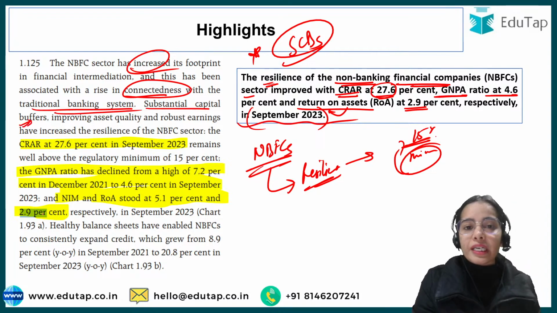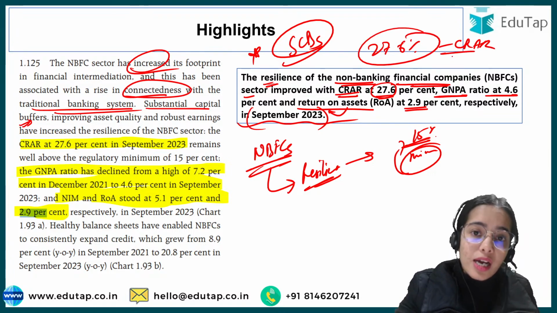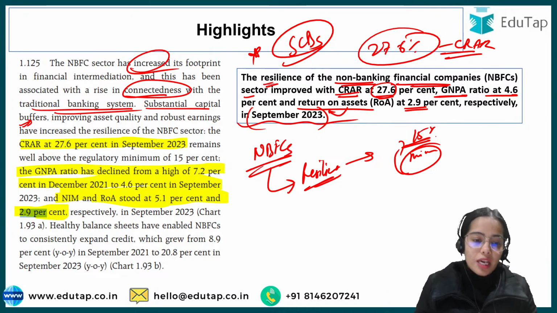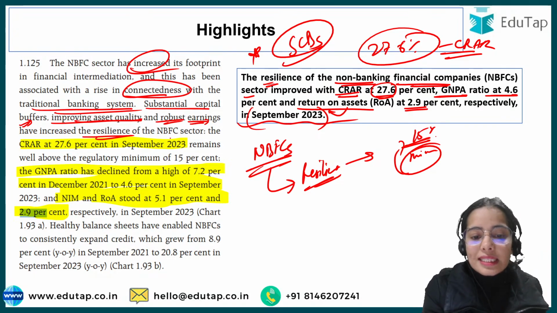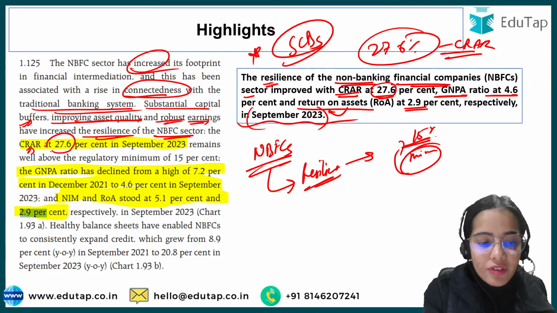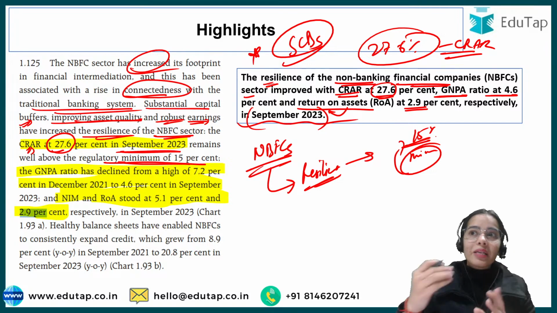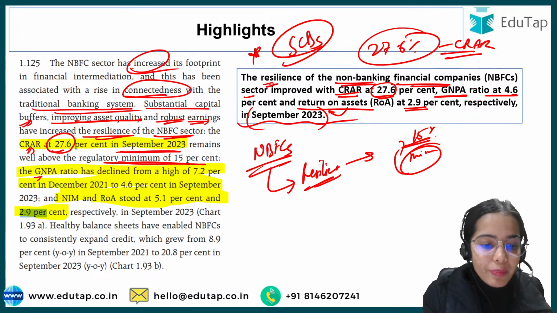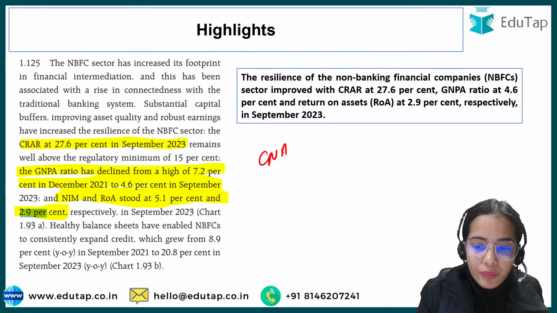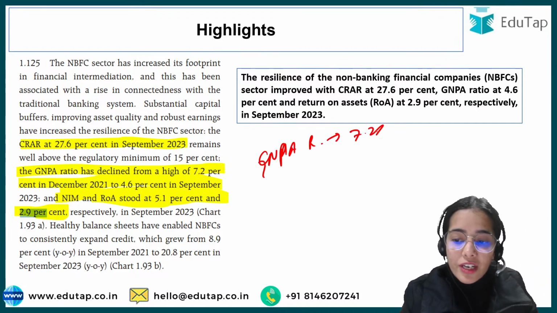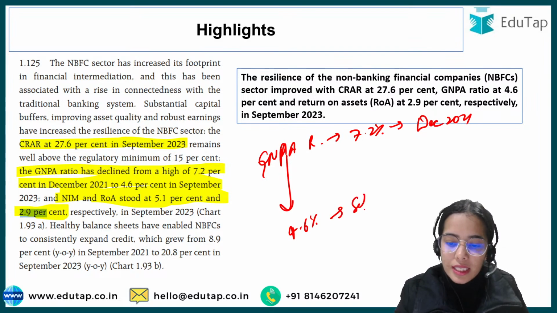Substantial capital buffers are being maintained by the NBFCs, you can see 27.6% of the CRAR is a very high CRAR that the NBFCs are maintaining. Their asset quality is improving. Robust earnings are also improving. That has increased the resilience of the NBFC sector. The CRAR was 27.6% in September 2023, while the minimum that they require to maintain is 15%. So they are maintaining more than 10% higher. Okay. The GNPA ratio has declined from a high of 7.2% in December 2021. So the GNPA ratio for the NBFCs was 7.2% in December 2021, which has declined to 4.6% in September 2023.